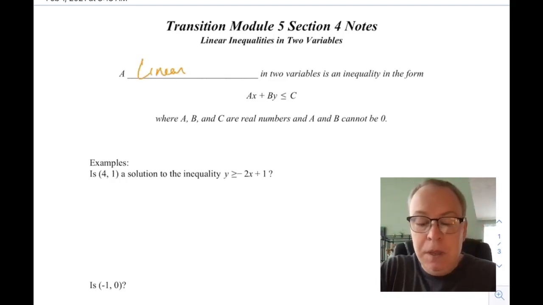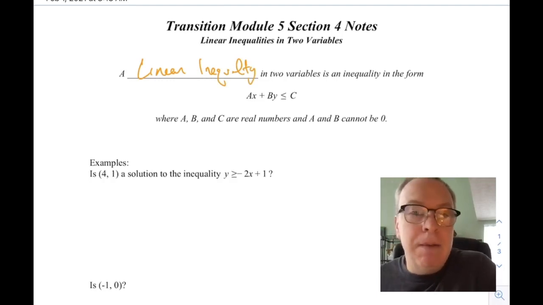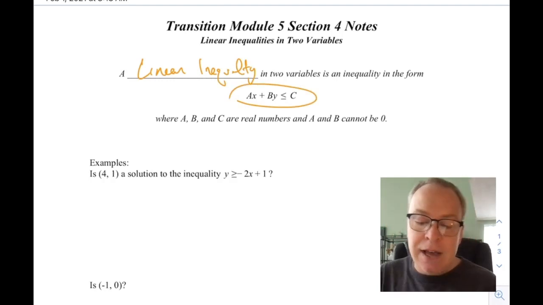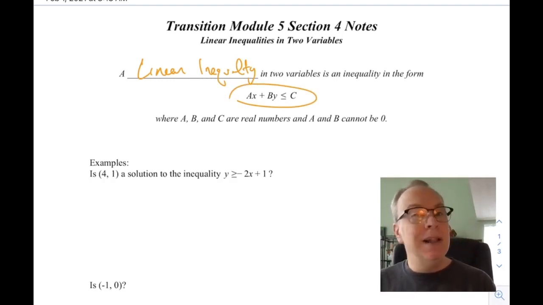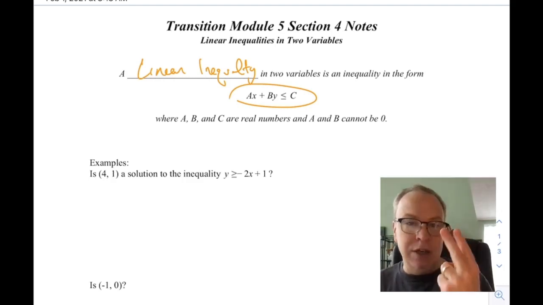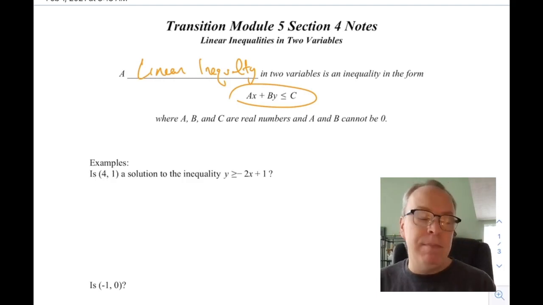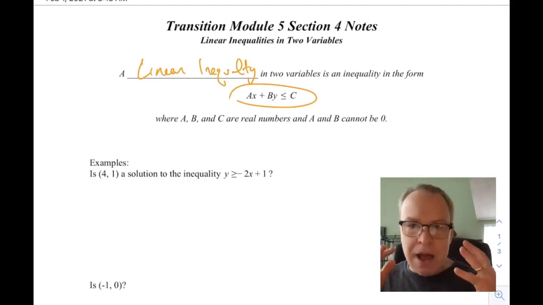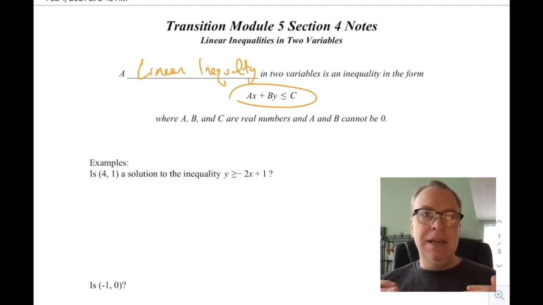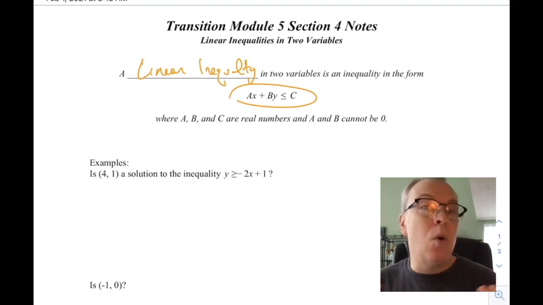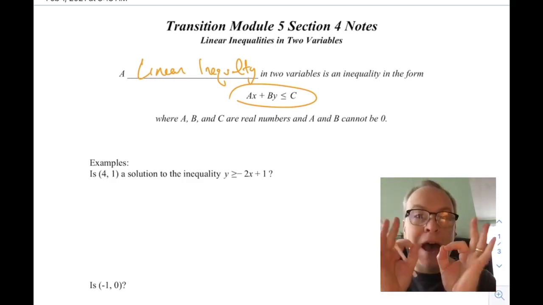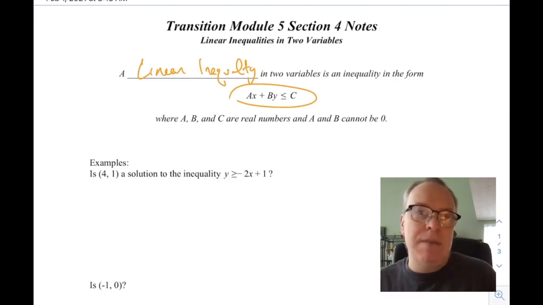A linear inequality is in two variables, and it's an inequality that often looks like ax plus by less than or equal to some constant c. All of these are real numbers, and b cannot be equal to 0. We need two variables, so that's why b cannot be 0. First of all, a solution to anything is a number or a combination, in this case an ordered pair, that works, that gives a true statement when you plug it in.